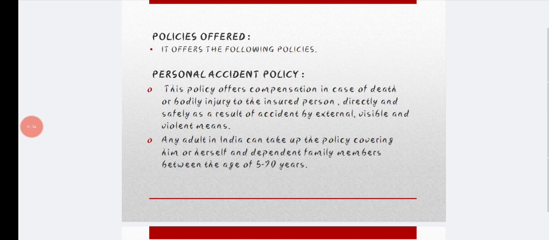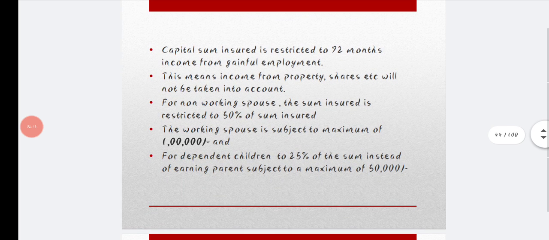The first policy offered is the personal accident policy. If the person suffers an accident and the injury is external, visible, and violent, then the company will give you the insurance, and the dependent should be 5 to 70 years. The capital sum insured can be restricted to 72 months of income from gainful employment. If the person is an employee, the insurance will be restricted to 72 months, and shares and property of the person will not be accounted. For the working spouse, only 50% of the sum will be given, that is 1 lakh, and for dependent children, 25% of the sum is insured, that is 50,000.